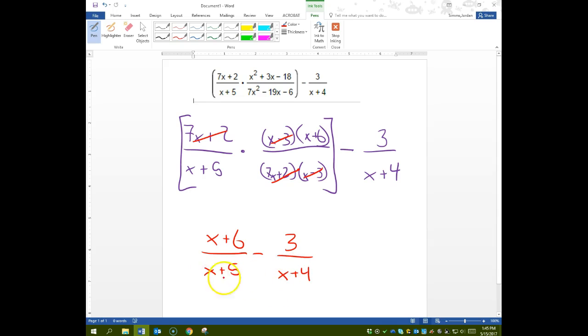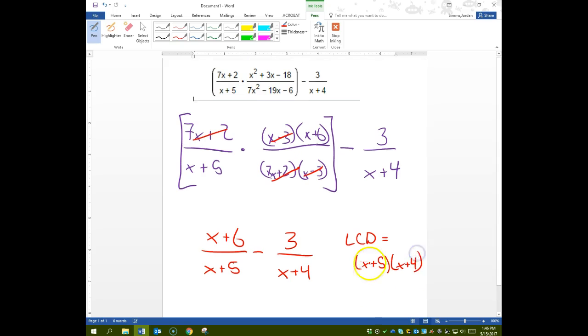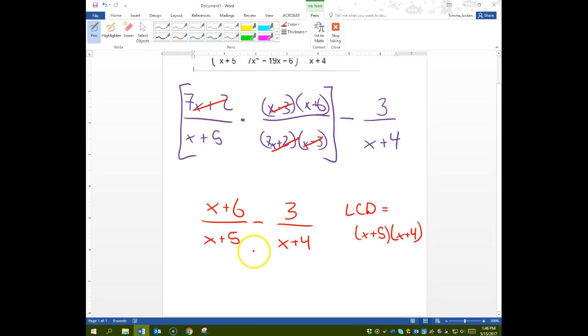So the LCD, just keep it simple. I have two binomials here, so that is my LCD. My LCD is x plus 5, x plus 4. Okay? Everyone, not everyone, but a lot of people try to break it down some more. Just keep it like that.